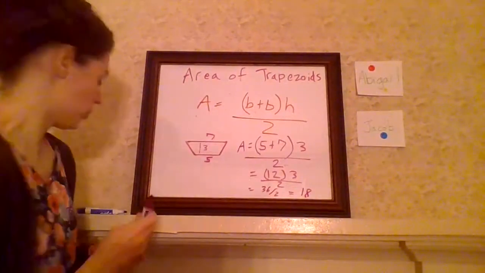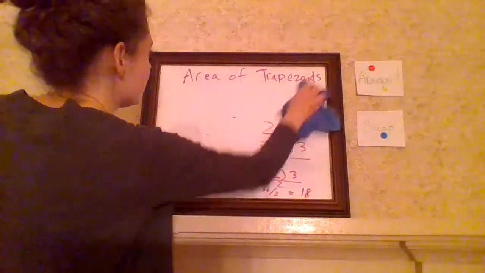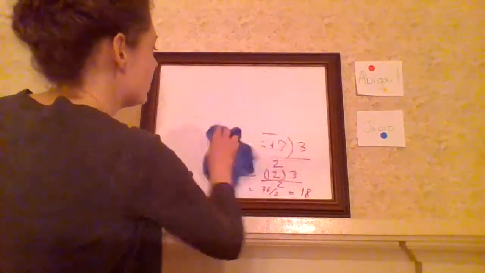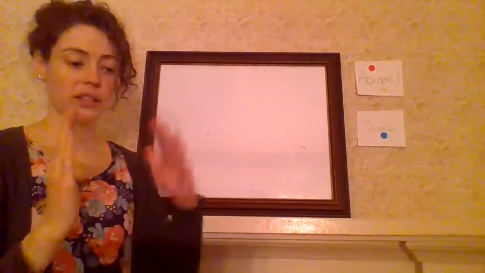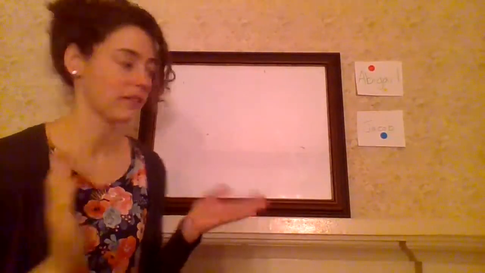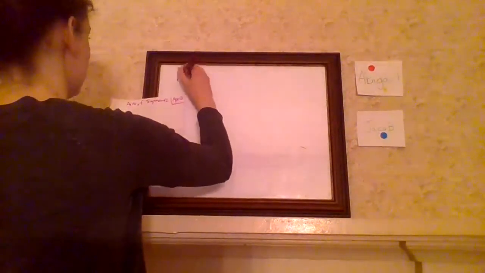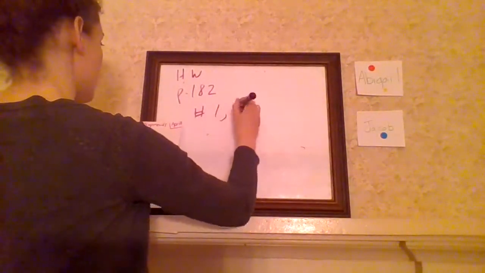Okay, so I'm going to give you your homework, and I think you'll find it easy. What you're doing basically at first is cutting up trapezoids into rectangles and triangles, finding the area of the two different parts, adding them together for the area of the trapezoid. Okay, so you are on page 182, numbers 1, 2, and 5.